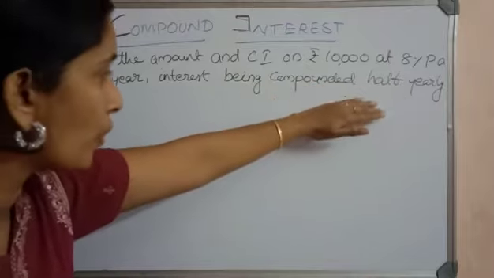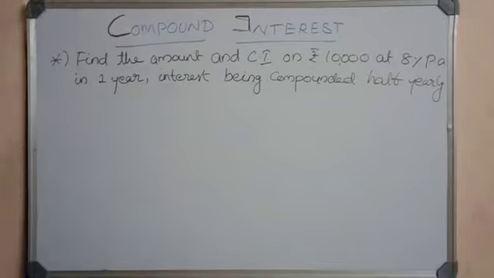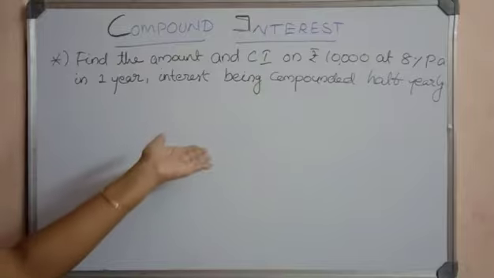Interest being compounded half yearly. Before we start solving this sum, you need to remember a few more important points based on the period of calculation of interest. If interest is compounded yearly, every time you calculate the interest for 1 year. That means you will take your time as 1 year, as we have solved in the previous case.